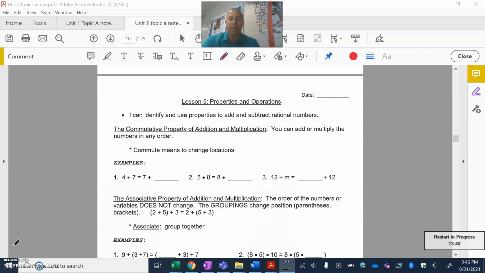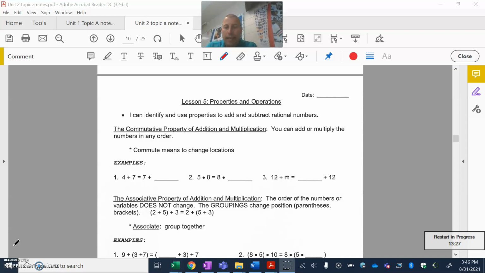Commutative is the first one. Commutative simply means like we're going one direction and then we're going the other direction. People say, oh, I have a 20-minute commute to work, which means it takes them 20 minutes to get to work and then 20 minutes to get back home. So it's the same thing going both directions.